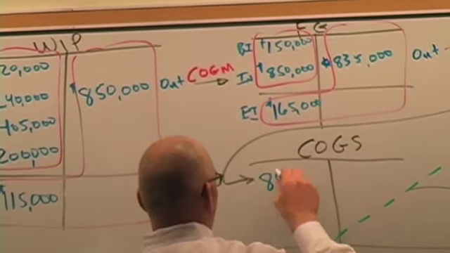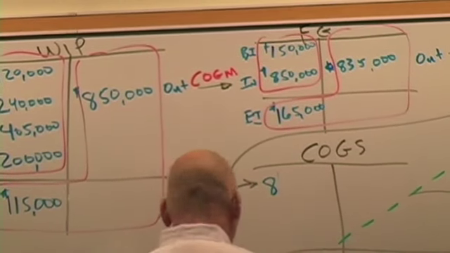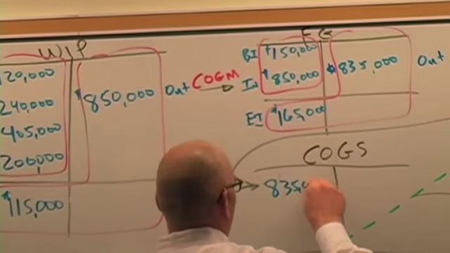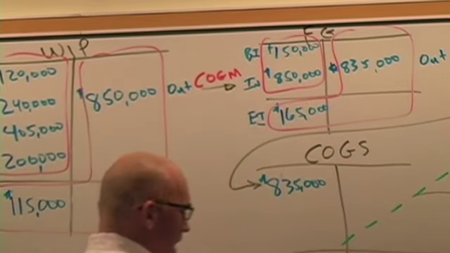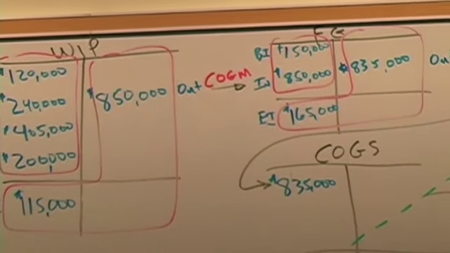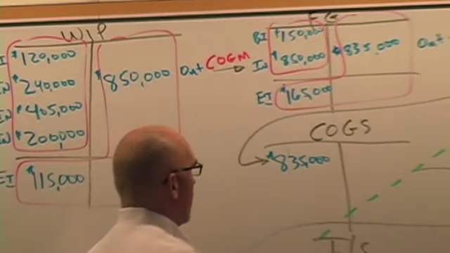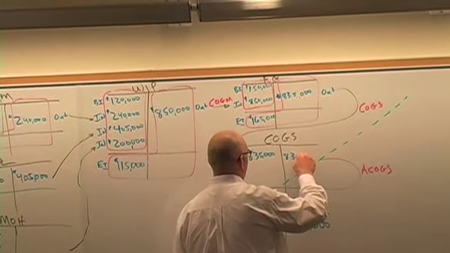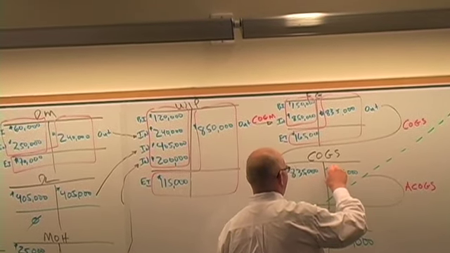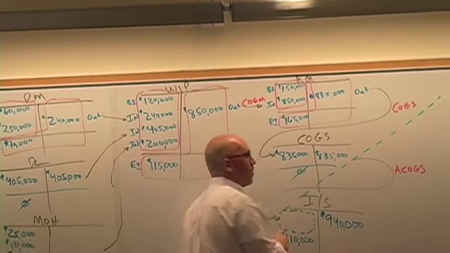$835,000 in cost of goods sold. Absolutely. $835,000. And then now what do we do, Kylie? Then we have to credit the $835,000. Yes. Because we got to zero out this account.